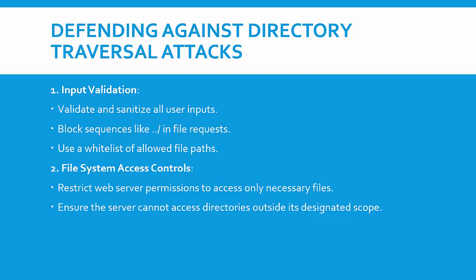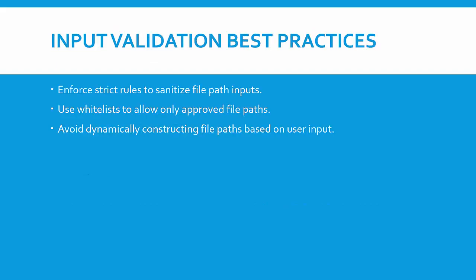Defending against these attacks involves two main strategies: validating user inputs to prevent malicious path manipulation, and applying strict access control to limit the server's reach. Input validation is critical. By sanitizing user inputs and using whitelists, you can prevent attackers from inserting traversal characters into file paths.